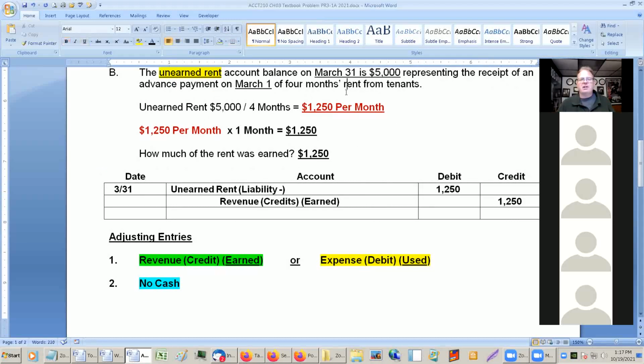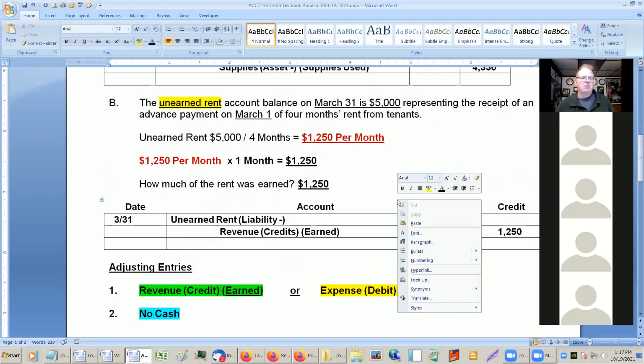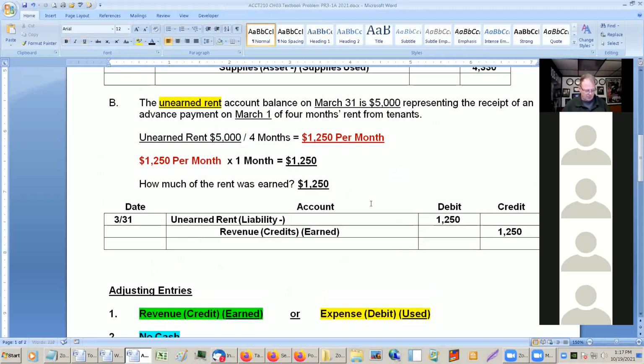By the way, how much do we still owe? How much of the revenue is still unearned? $3,750. Yep. Take the 5,000 minus what we earned. We earned 1,250, so yeah, 3,750. I need to put this in.